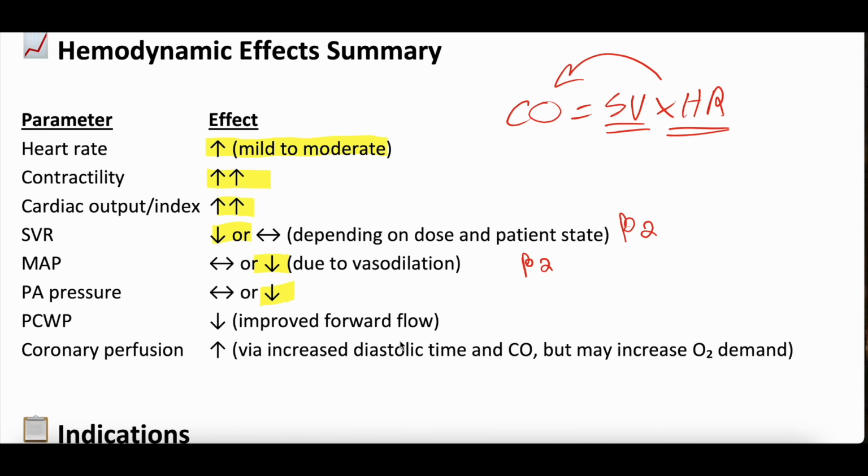That's your pulmonary artery pressures from vasodilation. Your pulmonary capillary wedge pressure often decreases because you have improvement in forward flow, and your coronary perfusion, how well you're getting blood flow to your heart, often improves because of increased diastolic time and cardiac output.